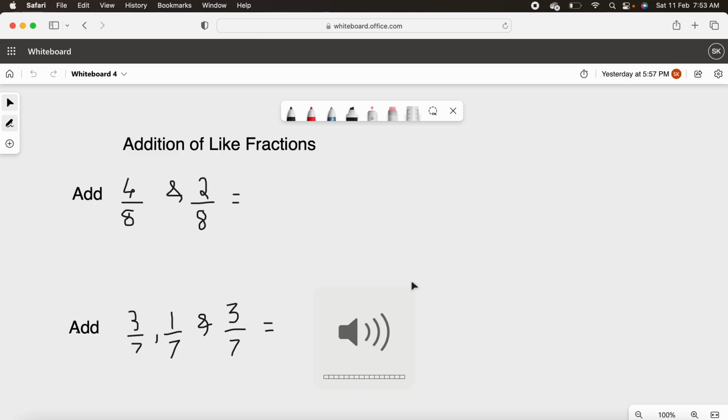Today let's do the addition of like fractions. So boys, what are like fractions? The ones which have a common denominator. The numbers at the bottom are the same, right? And then we can do the addition for these kinds of like fractions.